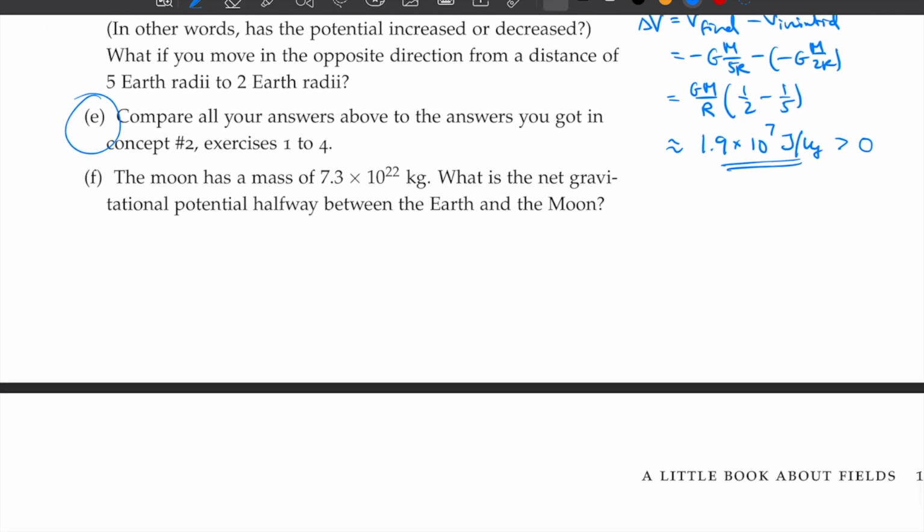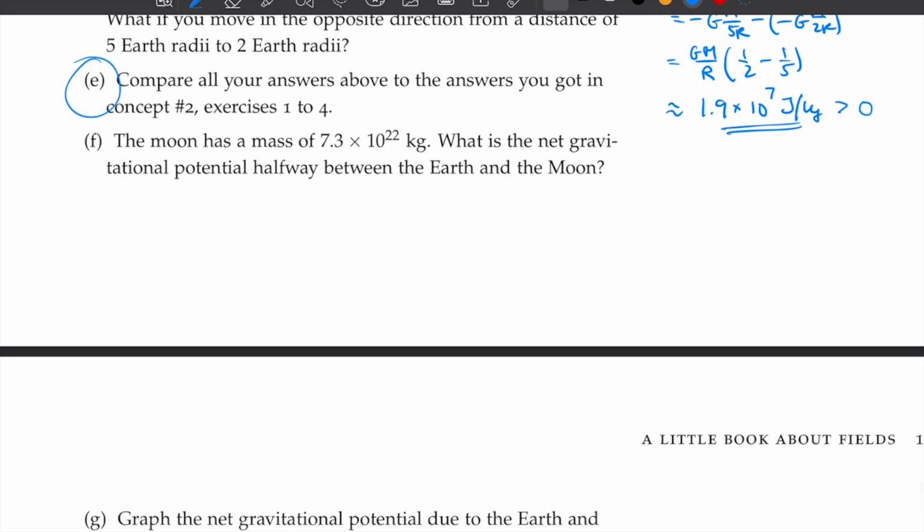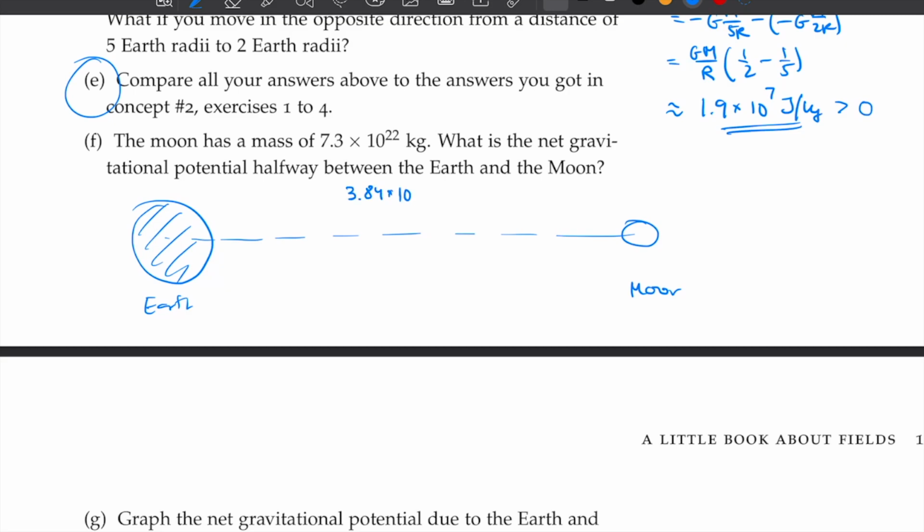Now, F says the Moon has this mass. Okay, that's the mass to 2 sig figs. What is the net gravitational potential halfway between the Earth and the Moon? So this is an important one. Let me draw it. Here we have Earth, and here we have the Moon, not to scale, and we have a distance which is 3.84 times 10 to the 8 meters. Now we're looking at a point right halfway between them. What is the net potential?